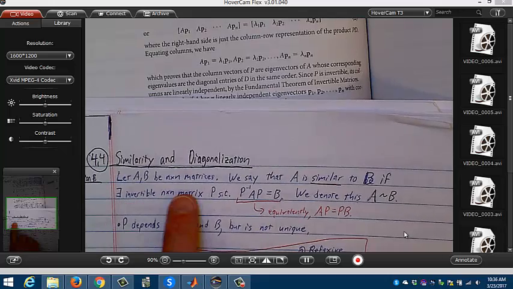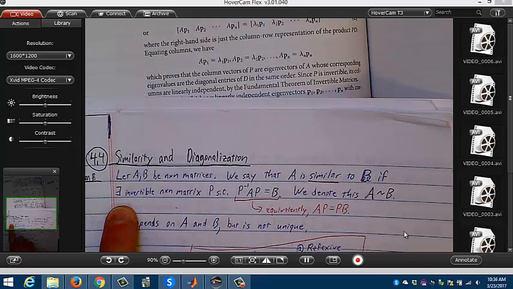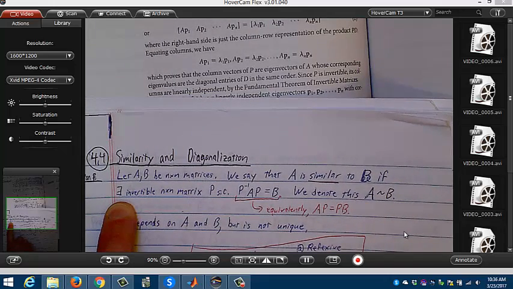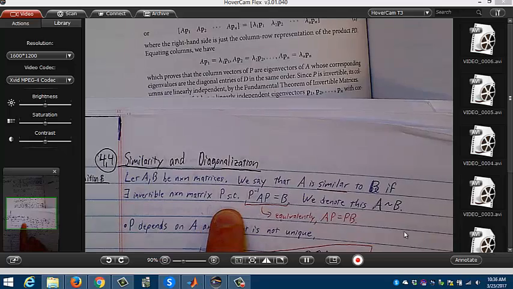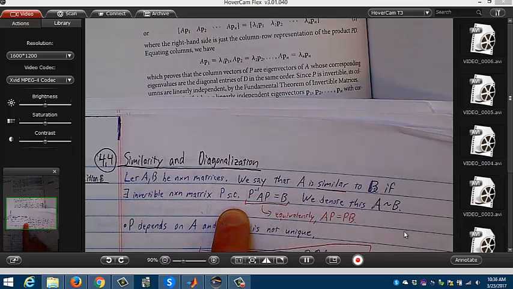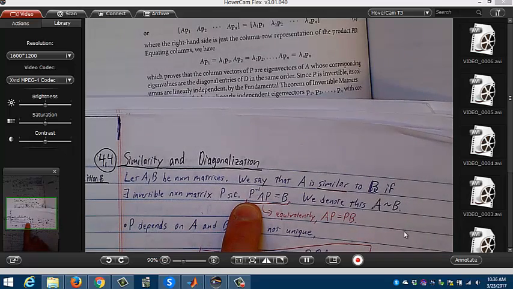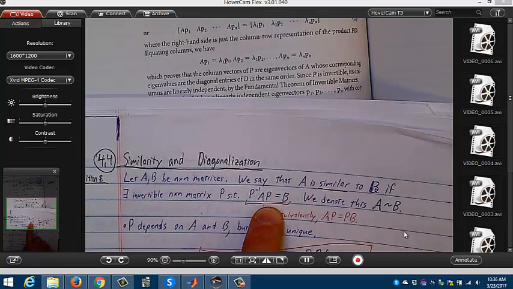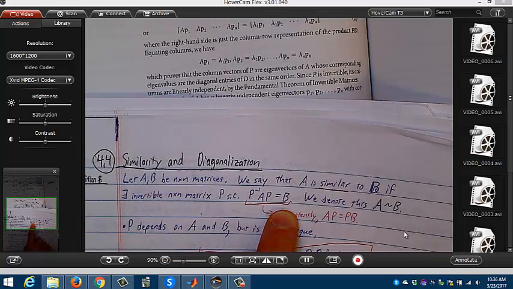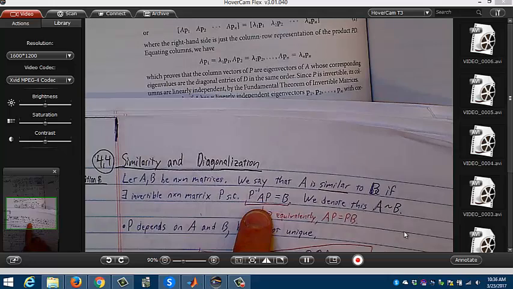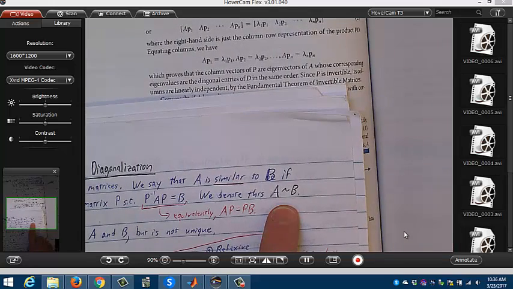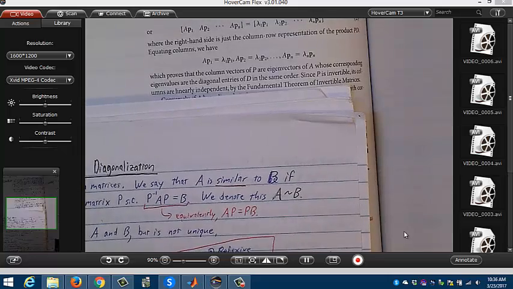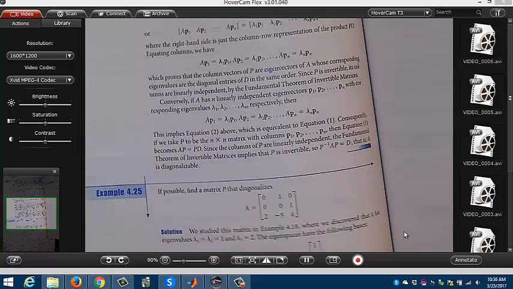So we're going to say that A is similar to B if, and that's math notation for there exists, there exists an invertible n by n matrix P such that, here's the equation you need, P inverse AP is equal to B. And if you have that, we're going to say A and B are similar, and we even do what we do in geometry. We do this. Okay.